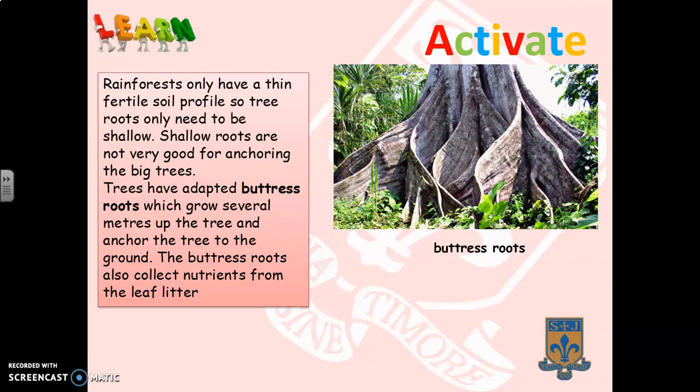So they're good for anchoring these big trees to the ground. In some cases, the root system, the buttress roots, can be 2-3 meters tall. So it stops the tree from falling over, but it also allows it to collect as many nutrients from the leaf litter as possible.